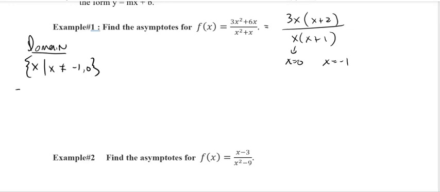Or the other way, using interval notation, I go from negative infinity to negative 1. I skip negative 1 and I go from negative 1 to 0. I skip 0 and I go from 0 to infinity. Okay, same sets, different types of notation. So the real question we want to ask ourselves is, what happens at 0? What happens at negative 1?